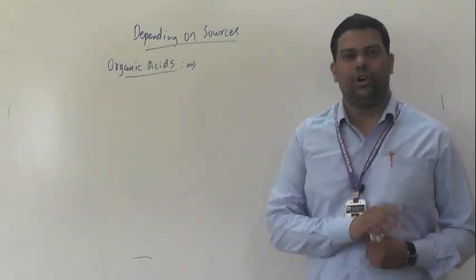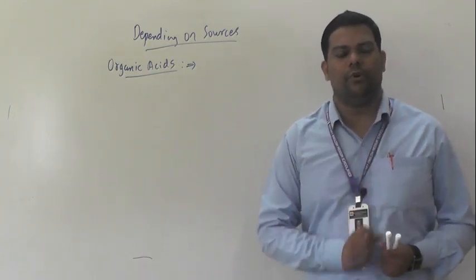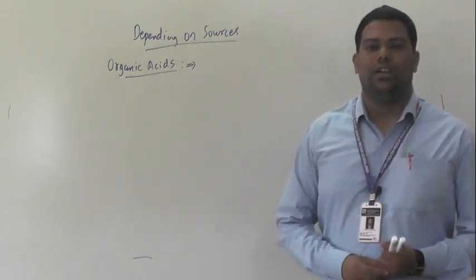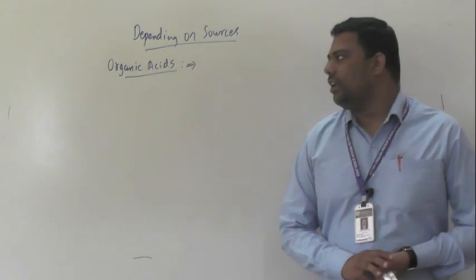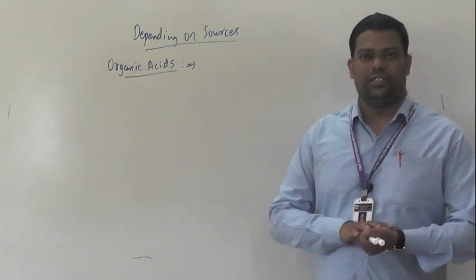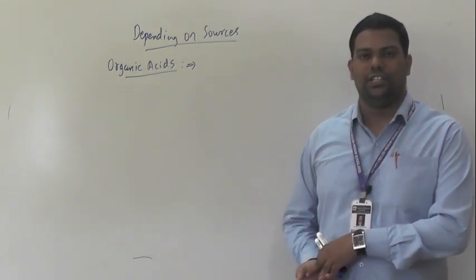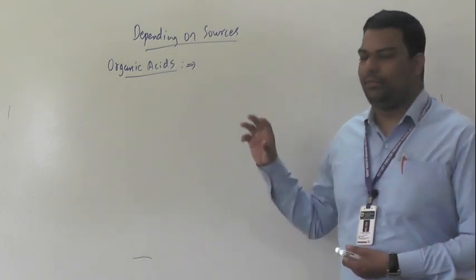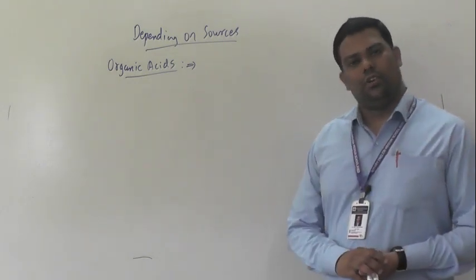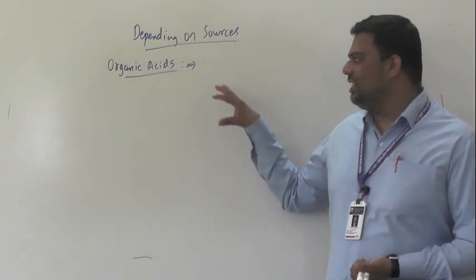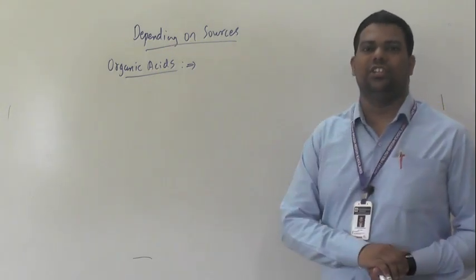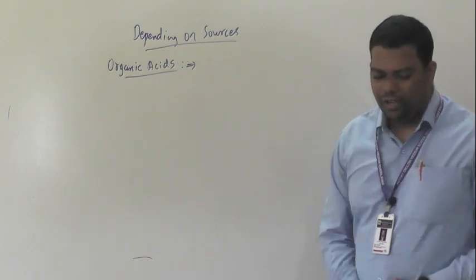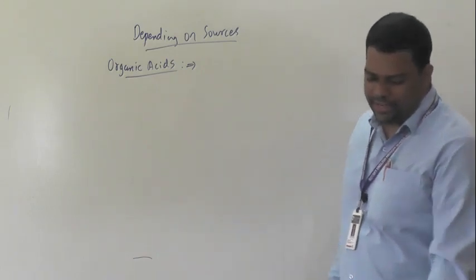Whatever I am saying, you have to note down. It is very much important. Each and every word is important. You have to capture that word and save it to your memory. So organic acids are formed from plants and animals, mainly occurring in nature, and these organic acids are generally weak acids.